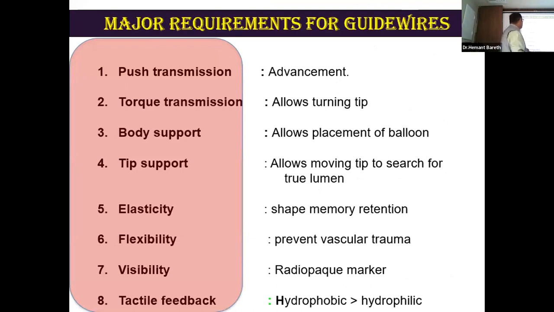So basically, again to summarize, what are the major requirements of a guide wire? Of course, one is push transmission, which is trackability, which is very important for the advancement of the wire. The second thing is called transmission, that is to negotiate the bends, negotiate tortuosity, and negotiate side branch, go into the side branch. So that's really important.